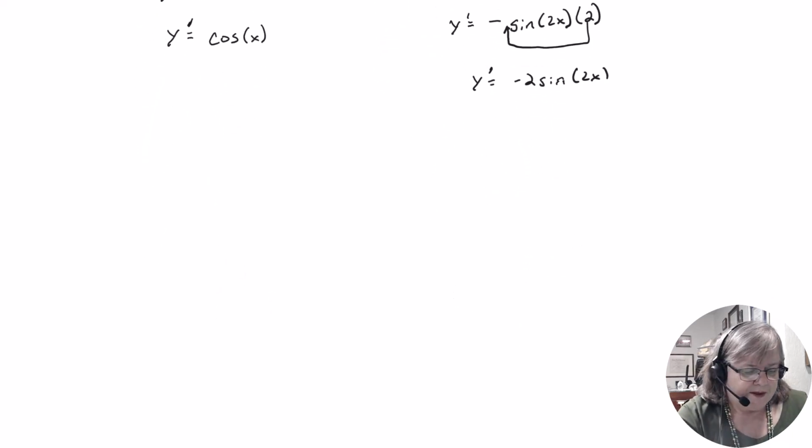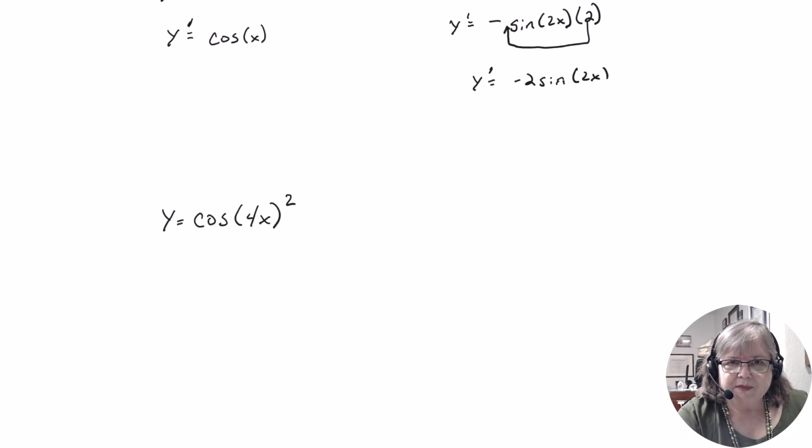Okay, let's try a few problems. I want to work these two kind of in comparison. So what if we have y is equal to cosine of 4x squared? Now in this case, the square just applies to the 4x, to what would be theta, right? Now I could say the derivative was y prime. I could say the derivative is dy with respect to x. Let's try that.